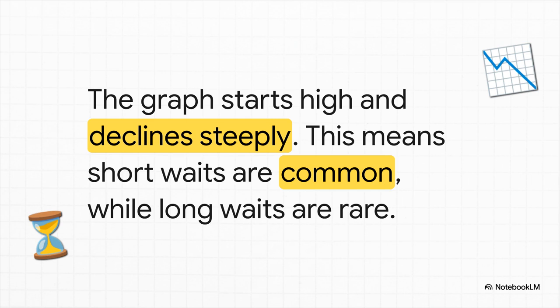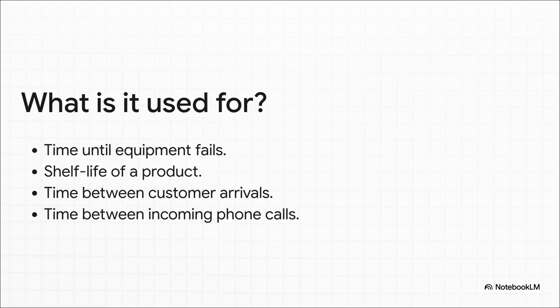Short waits are super common, but the chances of a really, really long wait get incredibly small incredibly fast. And that makes it an absolute game changer for businesses and engineers. They use it to predict the shelf life of a product on a supermarket shelf or the time until a crucial part in a machine fails. It helps them figure out how many people to staff at a call center by modeling the time between calls. It's all about reliability, and it's all about planning ahead.